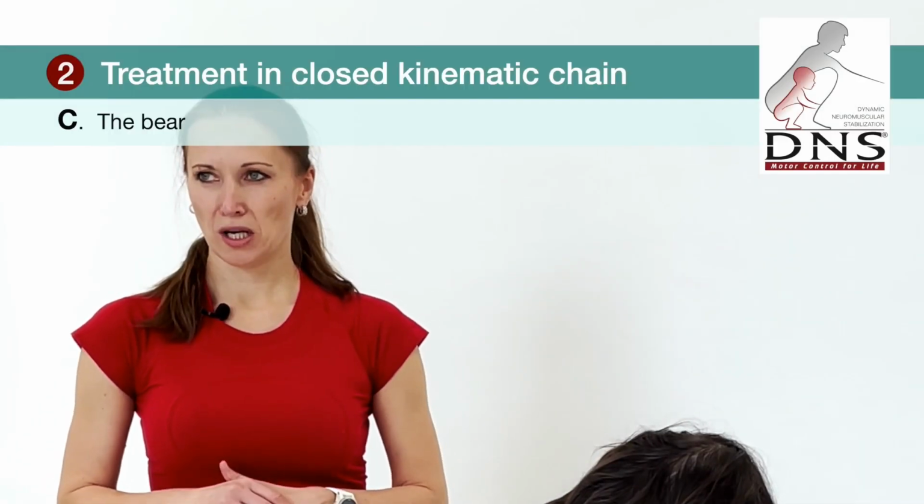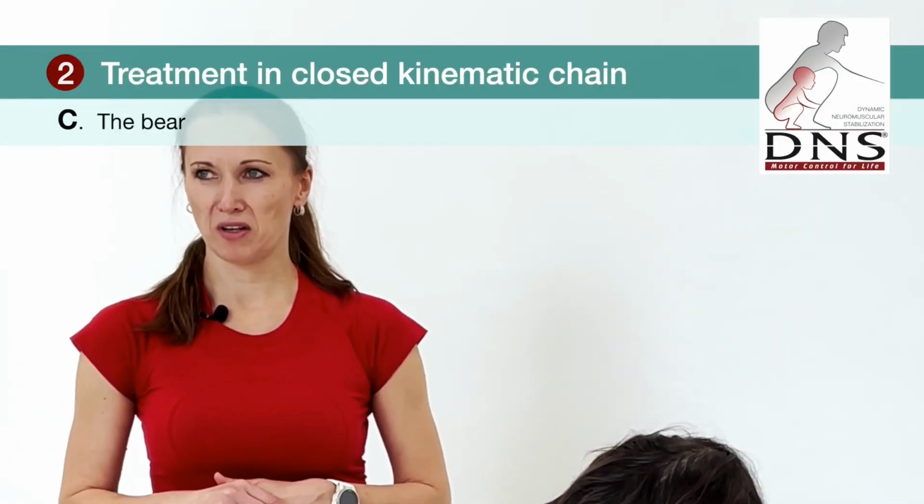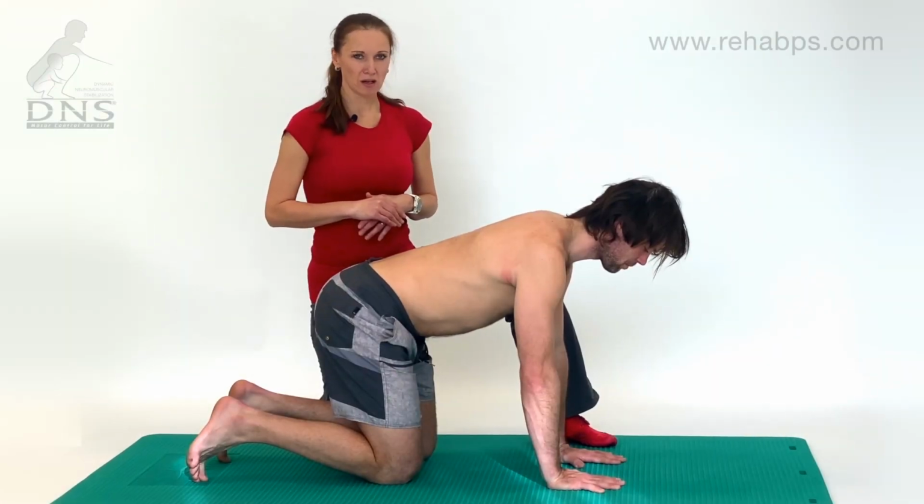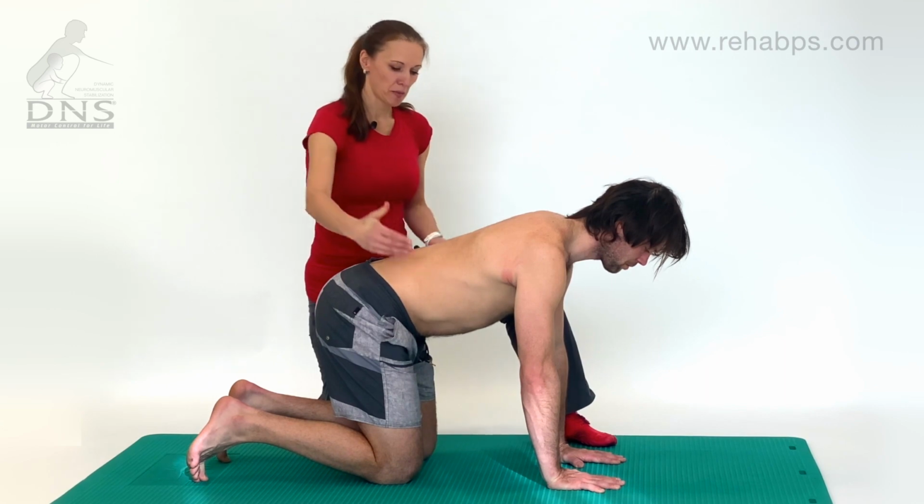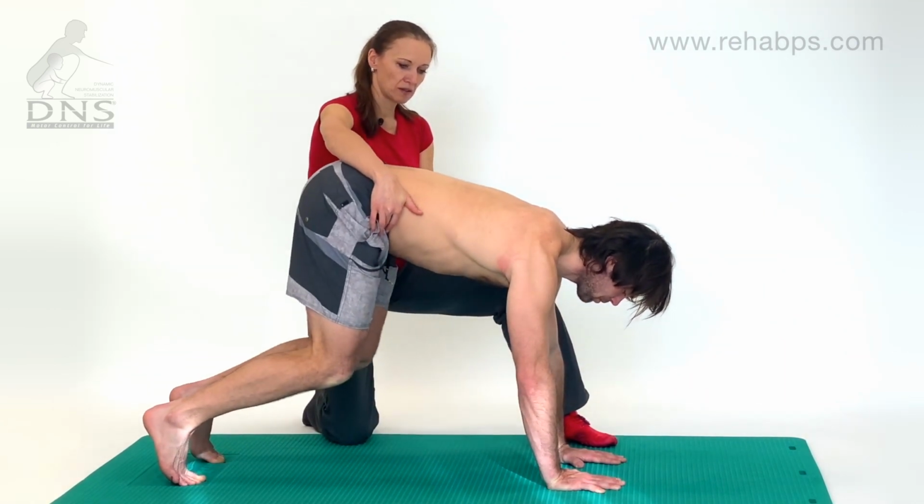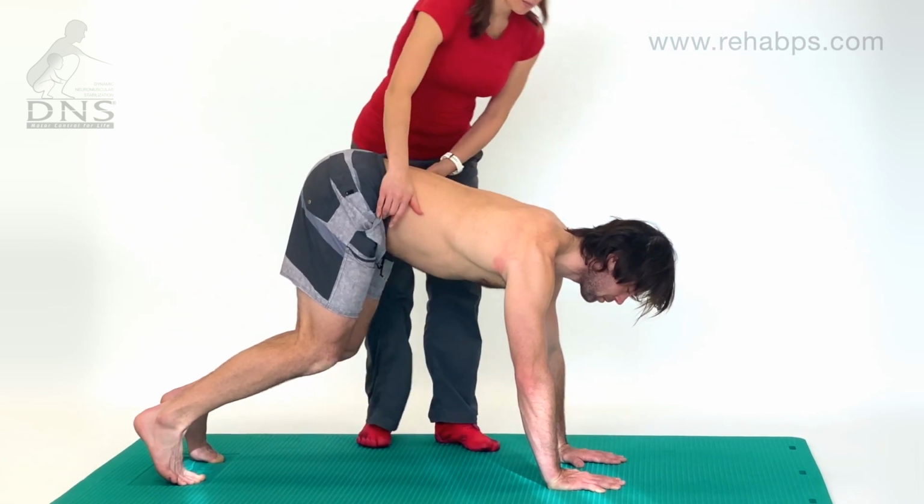A more intense shoulder girdle loading can be performed in the bear position. We ask the patient to kneel into all fours, place hands underneath the shoulders, tucking the toes. We then ask him to lift the knees and pelvis to reach above the shoulder level.